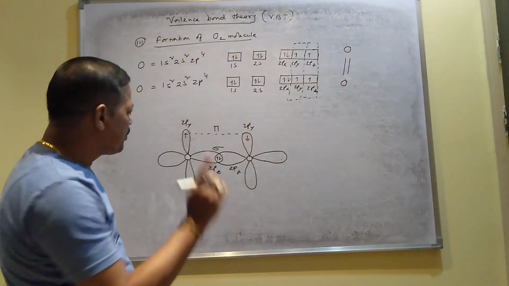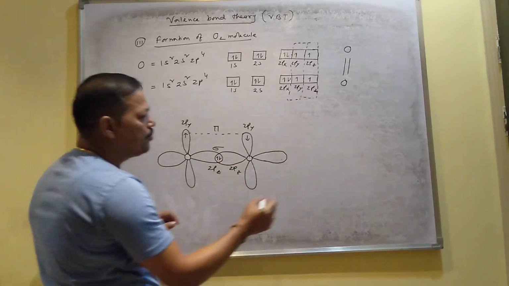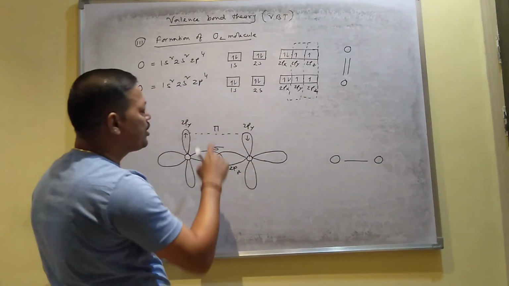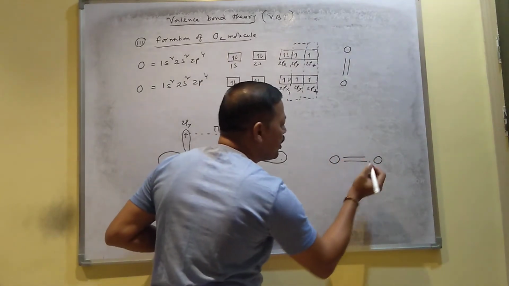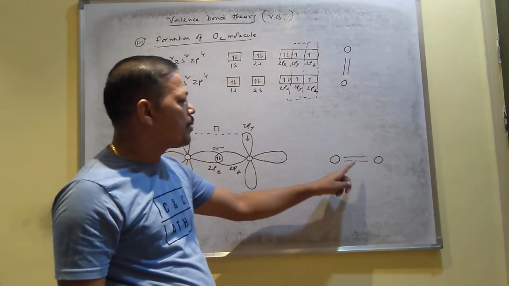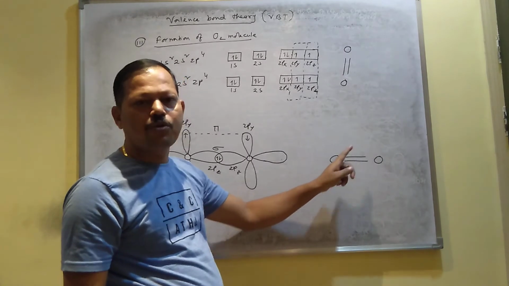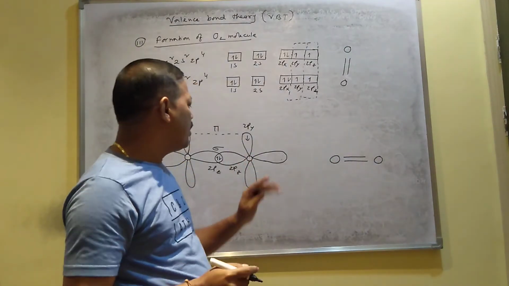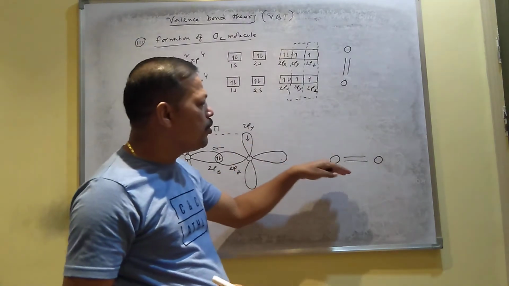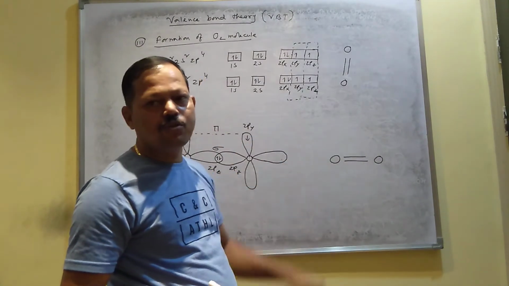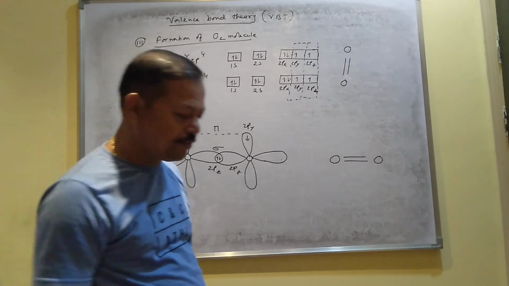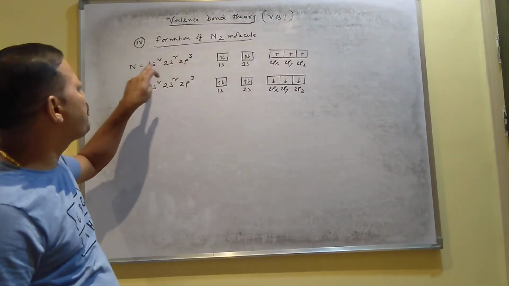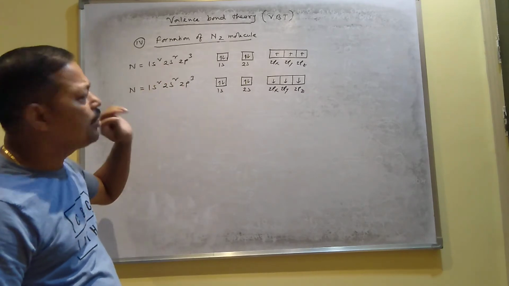You cannot do the head-on overlap, but they undergo overlap this way, and that sidewise overlap produces pi. That means between the oxygen atoms, first they produce a sigma bond, after that they produce one pi bond. That means in a double bond, one bond is called sigma, another bond is called pi bond. So single bonds are always sigma, but in a double bond, one is called sigma bond, another is called pi bond. Now nitrogen molecule, formation of N2 molecule, nitrogen configuration 1s2, 2s2, 2p3.